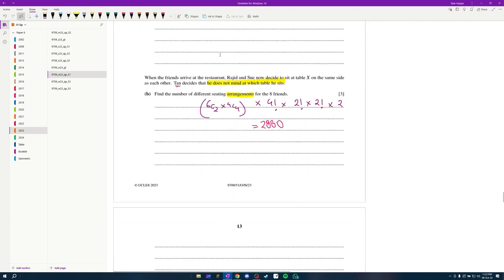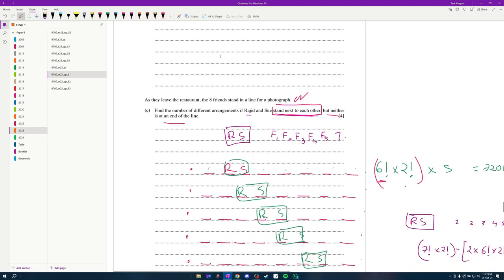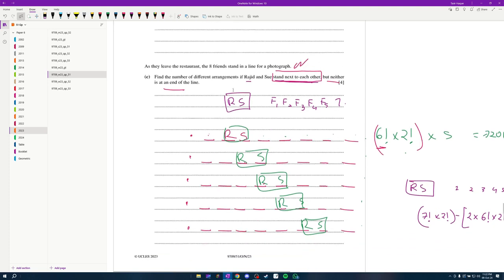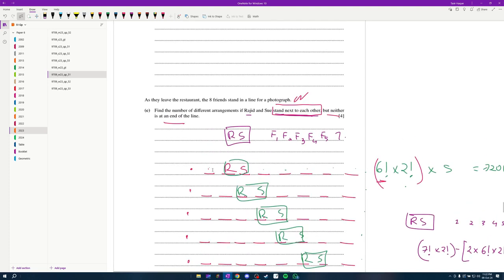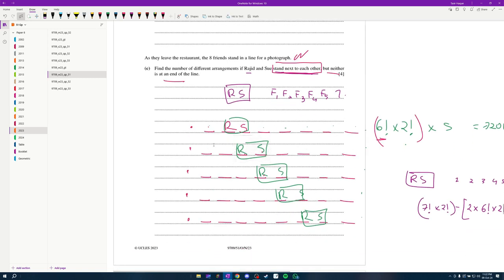It's 2880. Moving on. As they leave the restaurant, the 8 friends stand in a line for a photograph. Find the number of different arrangements if Rajid and Sue stand next to each other. So they're probably dating, guys, because they can't leave each other. Okay, so Rajid and Sue stand next to each other, but neither is at the end of the line. Fine, okay. So we have 8 blanks, 1, 2, 3, 4, 5, 6, 7, 8.